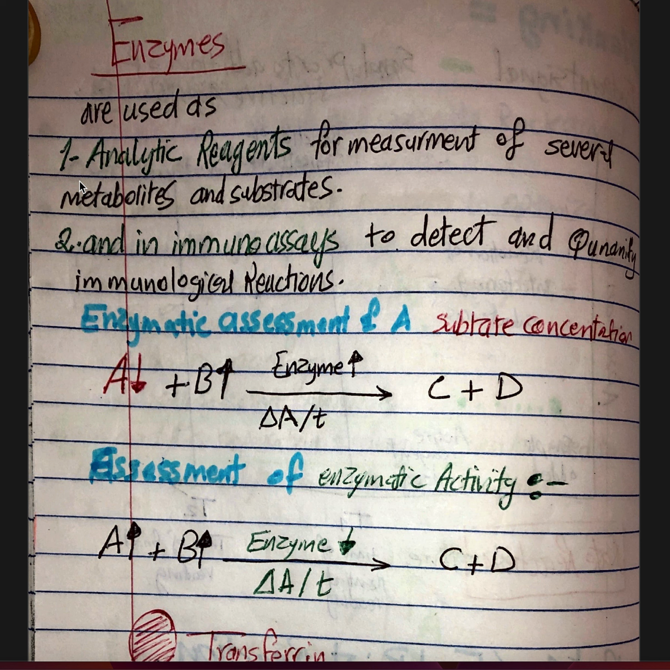So enzymes are not just catalysts. We can use them for other things, like analytic reagents, used for the measurement of substrates and metabolites. We can use them in immunoassays because we can detect all the immunoreactions.